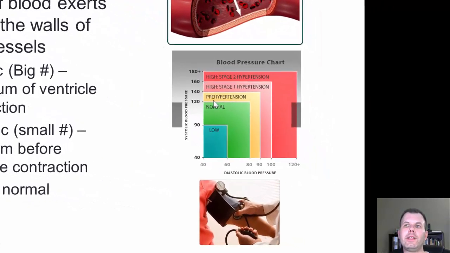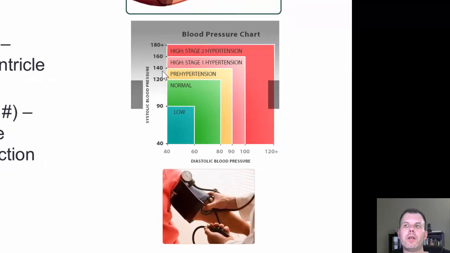And so you can see the levels. If you're at 140 over 90, you're at a pre-hypertension rate, and you might want to have monitoring going on. If you're at 160 over 100, you're at stage 1, and if you're between 160 and 180 and 100 and 120, your heart is really pumping.